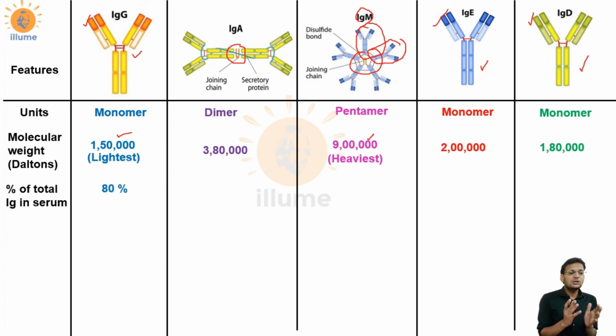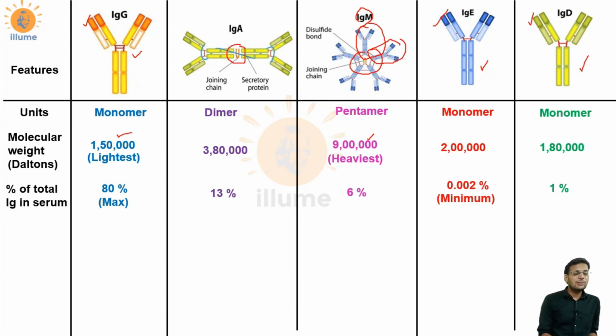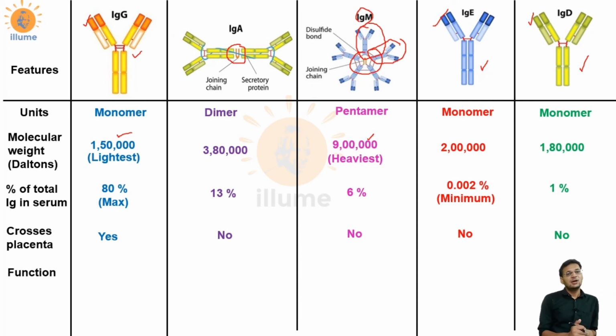Next is their composition. What percentage of the total antibodies do these form? IgG forms 80% of the total antibodies, IgA 13%, IgM 6%, IgE 0.002%, and IgD around 1%. No need to remember the composition, you need to remember which one is maximum and which one is minimum. IgG is maximum in concentration and IgE is minimum. Next is a very important question: which type of antibody crosses the placenta? Only IgG can cross the placenta, no other antibody can. So if there is a question about which kind of antibodies the fetus receives, our answer would be IgG.